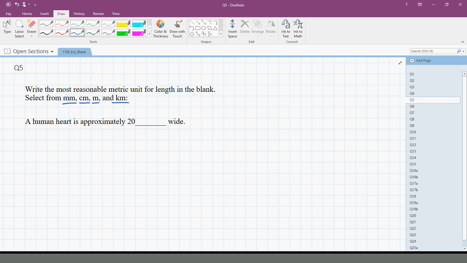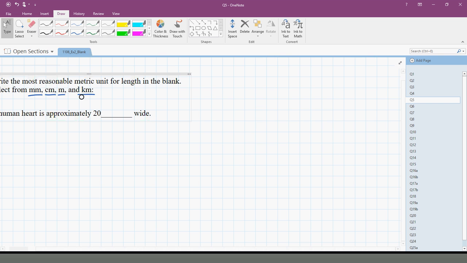So, the human heart is 20 blank wide. So which symbol do you think we should put in there? 20 meters? That would be a huge heart. Because meters is like yards. You're saying that it is 20 yards long. I mean, that would be like a giant heart sitting between the goal of a football field and the 20-yard line. That's one huge heart. Ain't going to be that one. And which also makes us believe that it's not going to be kilometers. A 20-mile heart? What kind of animal would have a 20-mile heart? Or a human?